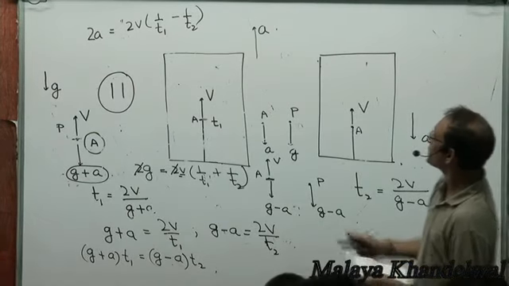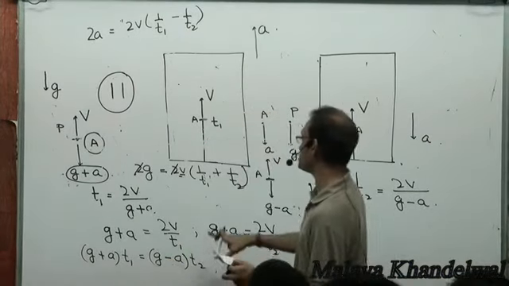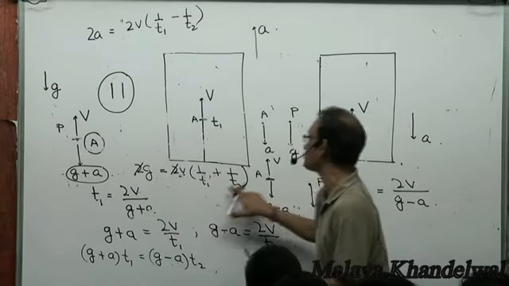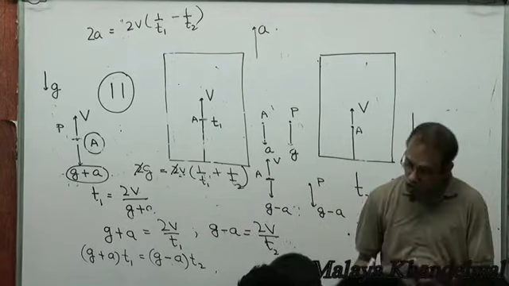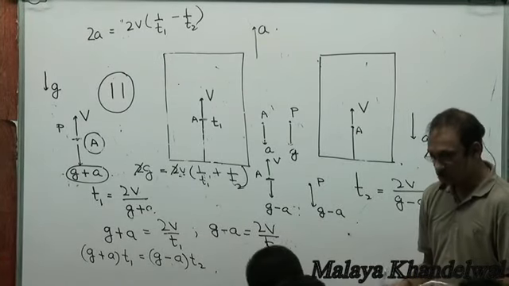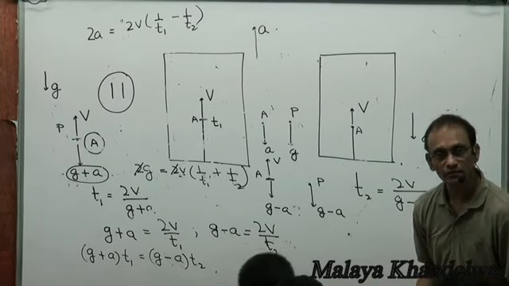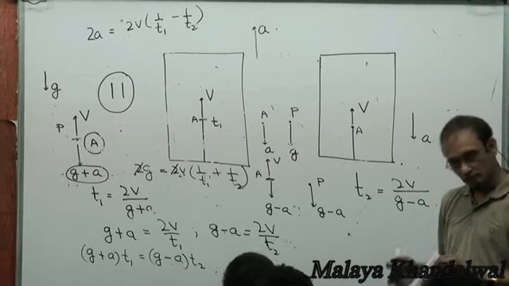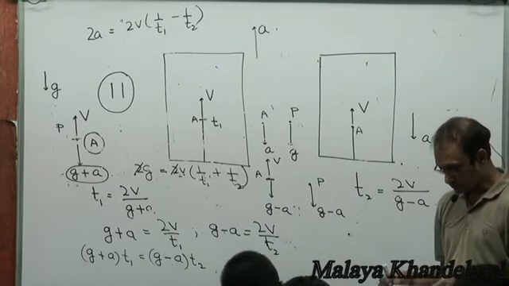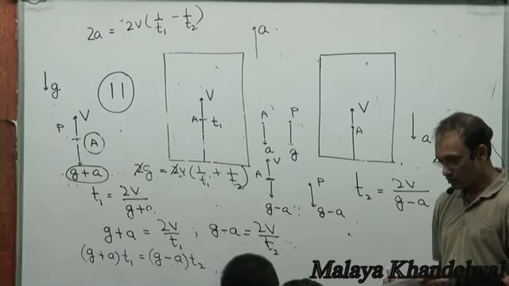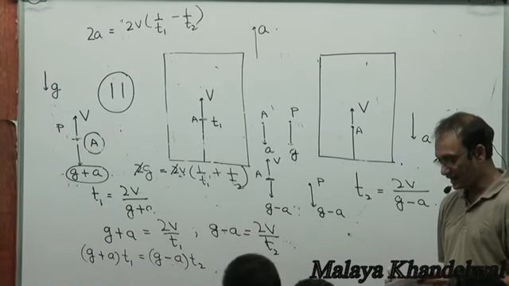D is right. V is g T1 T2 by T1 plus T2. So option D is right. Is option C right? Option A is right. Right? So A, C and D.